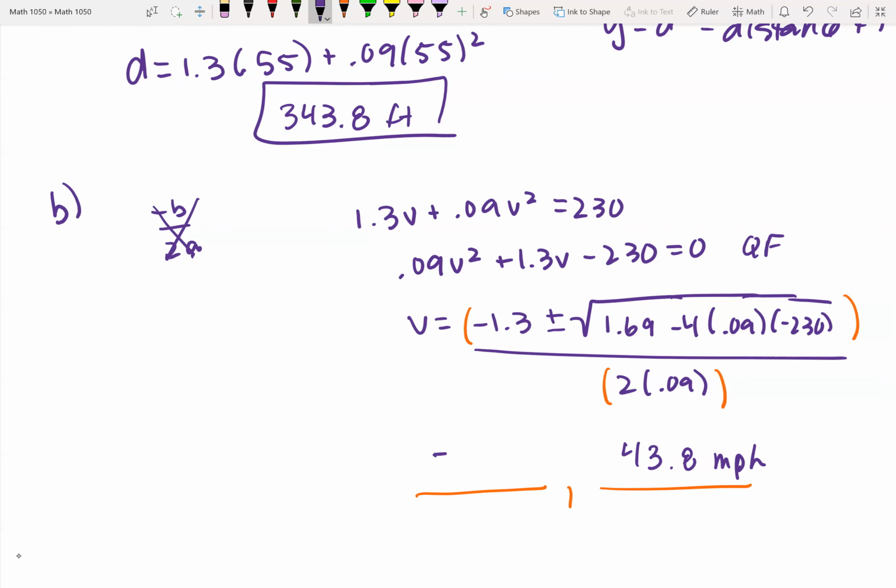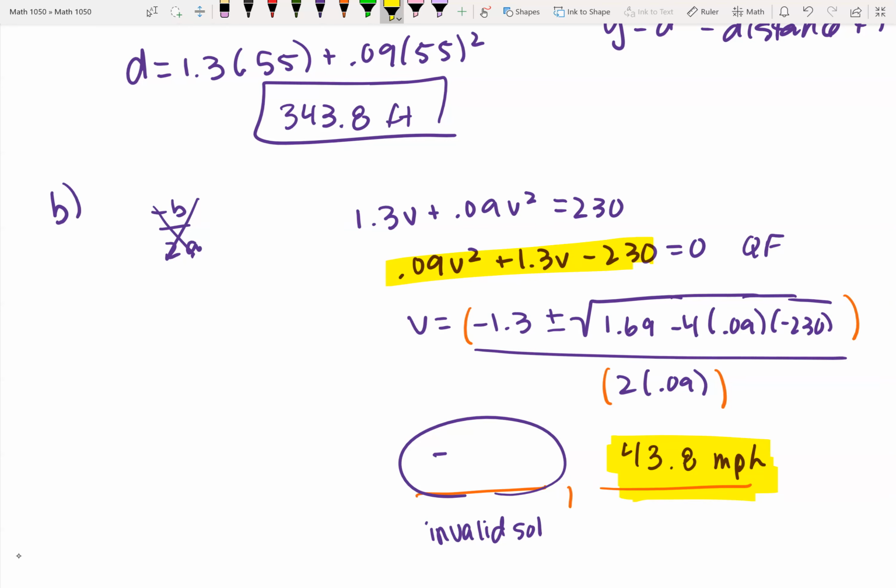You're going to get some kind of negative number there, okay? So you're going to say invalid solution. You're going to take the one that works. You're going to highlight just that one, and you're done. Now, you can totally check it. Store an exact value of that 43.8 into your calculator. Put it over here. Plug it in, and you should get a 0.